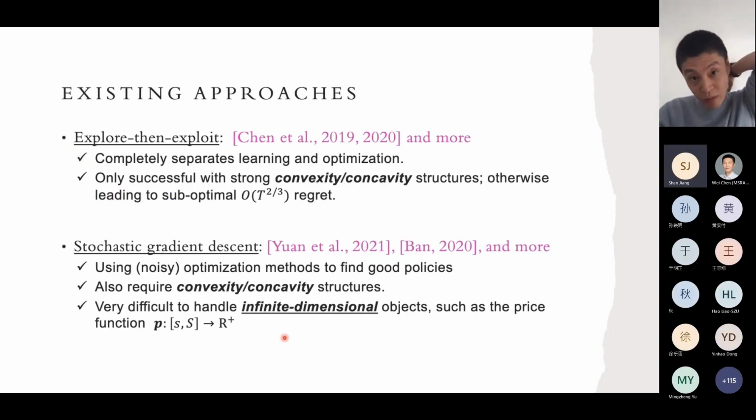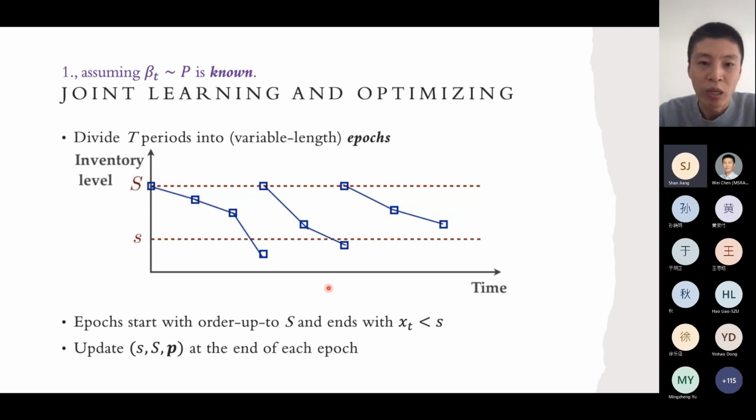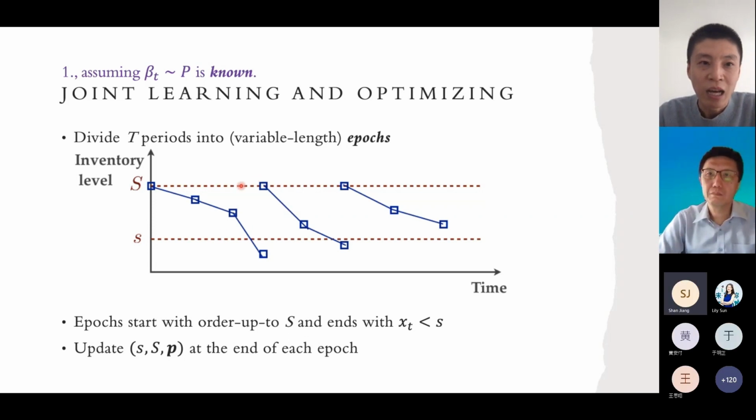So let me briefly first talk about all these previous approaches as I mentioned before. They would all assume some convexity or concavity structures, and then usually apply the simple explore and exploit or stochastic gradient descent based on these convexity and concavity assumptions. And for us, we explore a more combined, let's say, learning while doing algorithm, and we would like to divide our T periods into epochs, and each epoch is just very simply the time steps from when we do the inventory replenishment to the next time we redo the reordering.